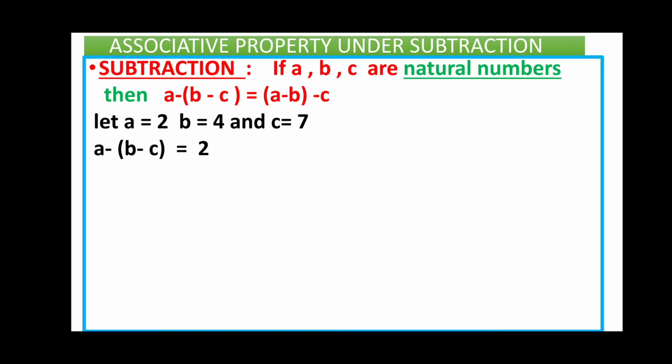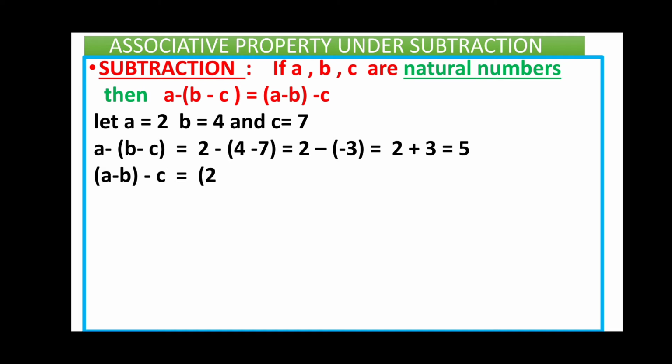So A - (B - C) equals 2 minus of (4 minus 7). If we solve first in the brackets, 4 minus 7 gives minus 3. So 2 minus of minus 3. Minus into minus gives plus. So 2 plus 3 equals 5. Now let us see for (A - B) - C. So here 2 minus 4. First we have to solve the numbers which are in the brackets, that is 2 minus 4 which gives minus 2. And the next one is minus 7. If you add, it gives minus 9.